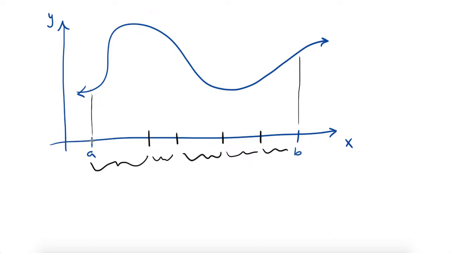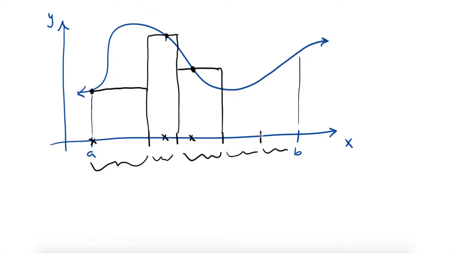For example, in this subinterval I'll take my height at the left endpoint, which gives me this rectangle. In this one, maybe I'll take the center, giving me this rectangle. In this one, maybe I'll take a point just off to the side, nowhere in particular, a random point in the interval. In this one I'll take the right endpoint, giving me this one. And then again somewhere approximately in the middle, giving me this rectangle.